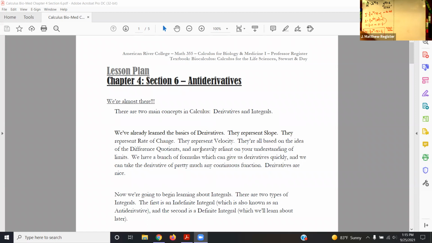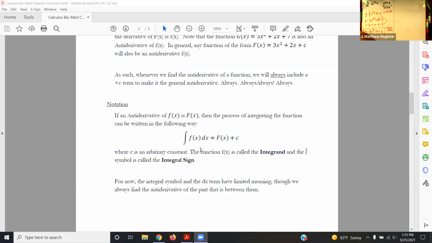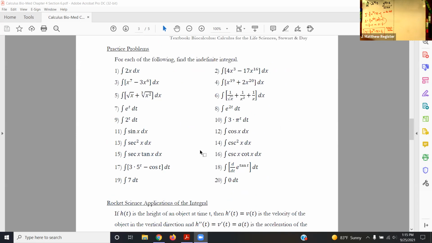Today, we just focused on antiderivatives, also known as indefinite integrals. We started out with the basic definitions and the analogy about Fred Astaire and Ginger Rogers. We talked about the notation, and then we just did a bunch of problems because I feel like that's the best strategy for beginning to learn these.